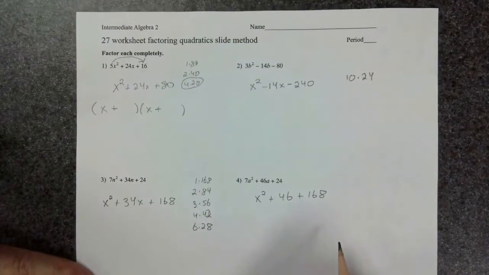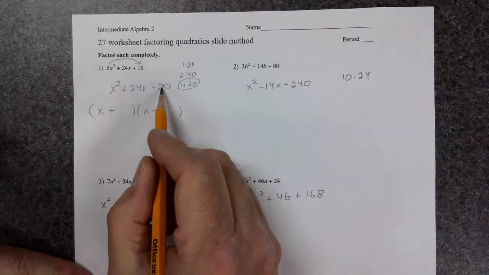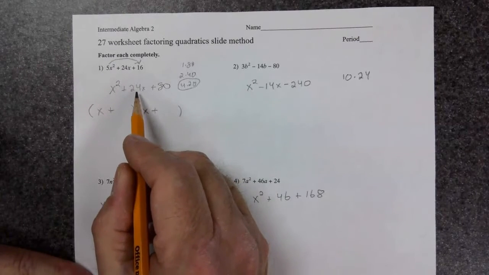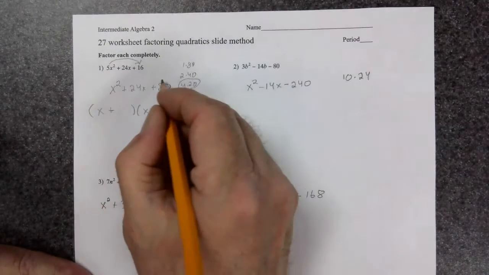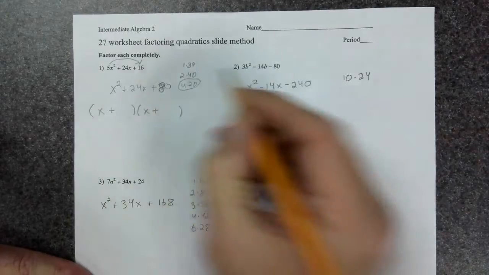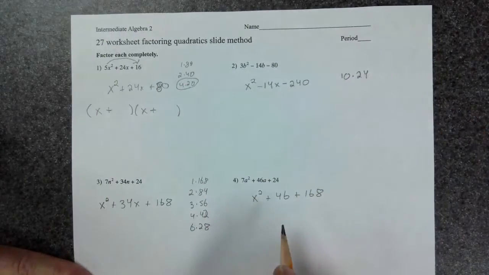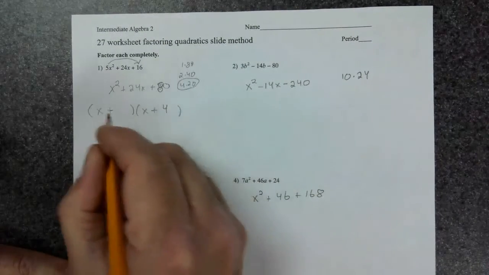All right, again, I'm looking for two numbers. When I multiply them together, I get 80. When I add them together, I get 24. Anyway, it's 4 and 20. Guys, I just always put the little one last as a habit.